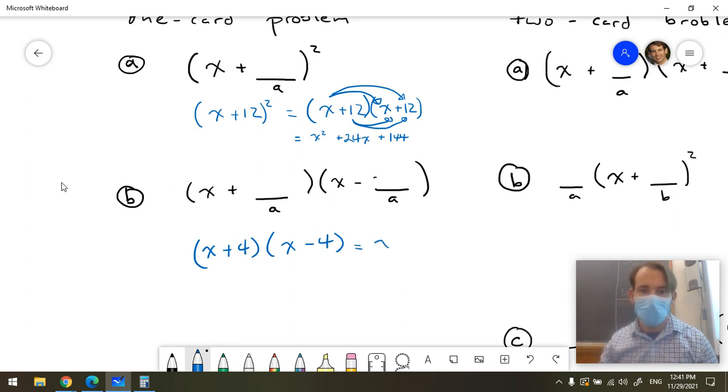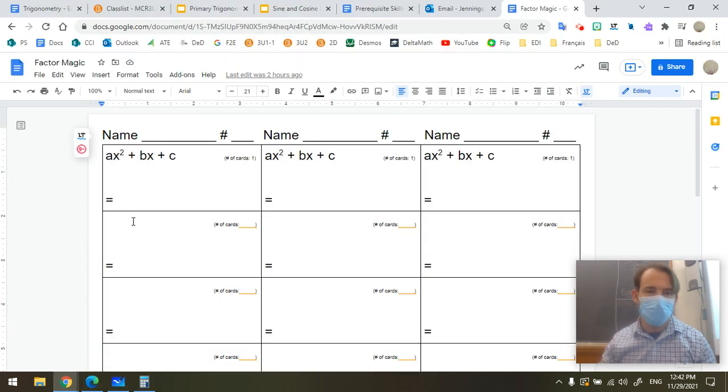This is equal to x squared, from x times x, minus 4x plus 4x minus 16 when I use FOIL. And that simplifies to x squared minus 16. That's an answer that I could put onto my sheet here, x squared minus 16, and tell someone that's a one card problem. Go ahead and factor it for me. They're going to write the factorization of it over here.